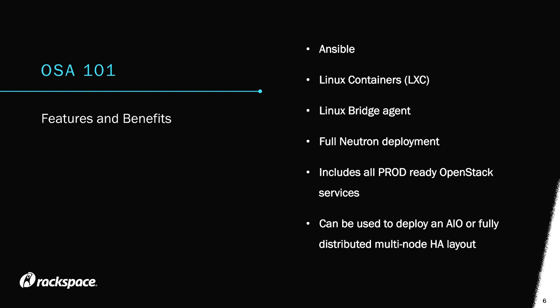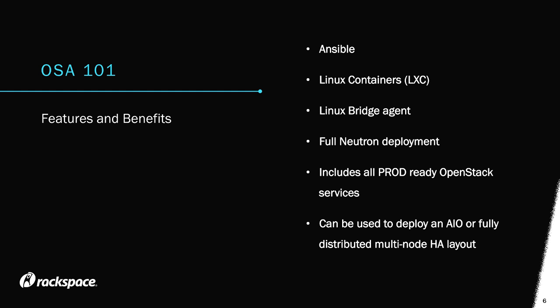So those prod-ready services, of course, are your Keystone, Glance, Nova, Neutron. You have Cinder. Of course, you have Swift, and as well as you have Heat, which is also included in OSA. And very fast followers are the Ceilometer, and of course some additional services that are right around the corner as well.